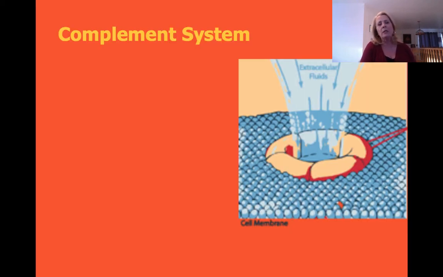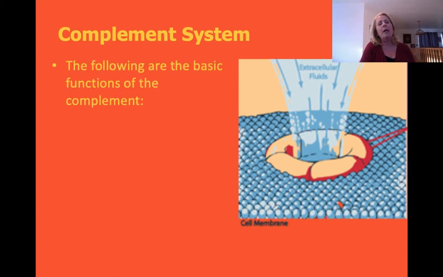Now, the complement system is a system where the liver makes 9 different types of proteins. And these proteins can then help us in a couple of different ways. One of the ways is that these proteins can actually form rings in the cell membrane. And those rings kind of look like a little donut. And what happens is it opens up the cell membrane and allows extracellular fluid to go rushing into the cell and then causes the cell to burst. And we're really going to use this complement system when the cells have been infected by viruses.